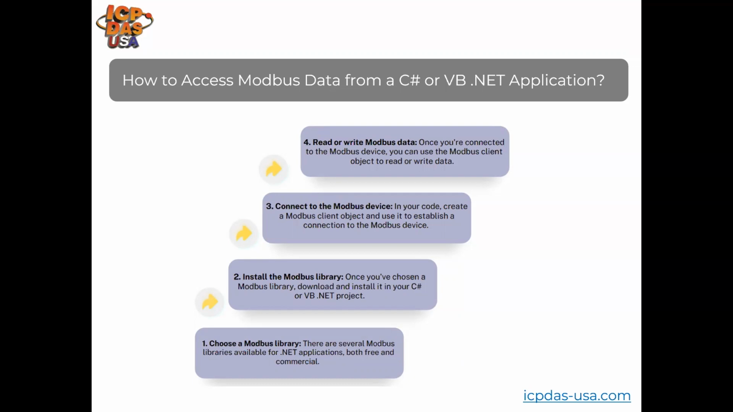You connect it to your Modbus device. In your code, you create a Modbus client object and you establish a connection to the Modbus device. The specific code for that step depends on the library you're using. Then you can read or write Modbus data. Once you're connected to the Modbus device, you can use the Modbus client object to read or write data. Most of the libraries for reading and writing data are specific to the Modbus addresses.